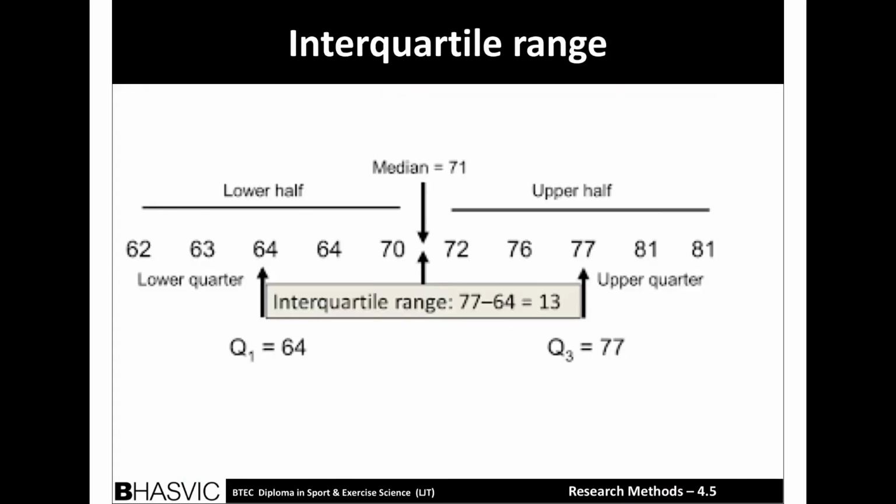The interquartile range is the process of dividing a data set into 4 equal quartiles. These quartiles are the lower quartile, the middle quartile or middle value, the upper quartile, and the interquartile range. Here, in this example on screen, the lower quartile is 63, the middle value is 71, and the upper quartile is 77. To work out the interquartile range, the lower quartile is taken away from the upper quartile. Here in this example, it is 77 take away 64, which leaves you with an interquartile range of 13.